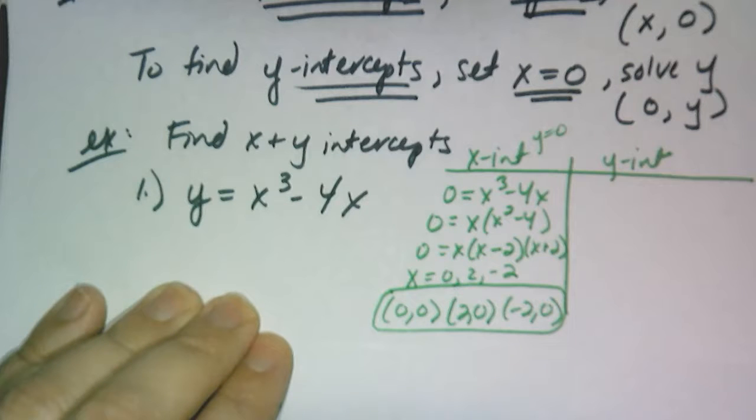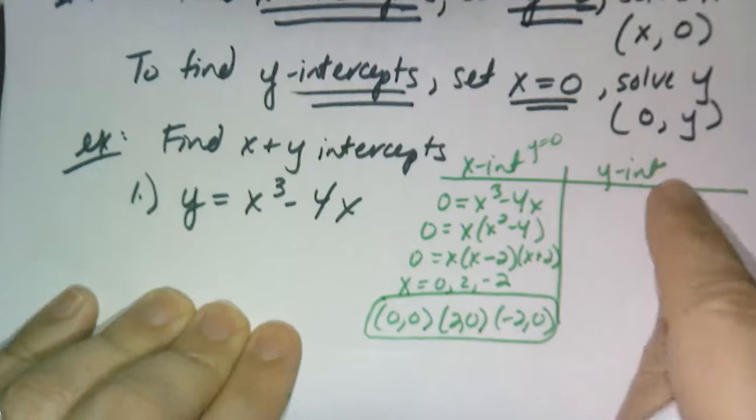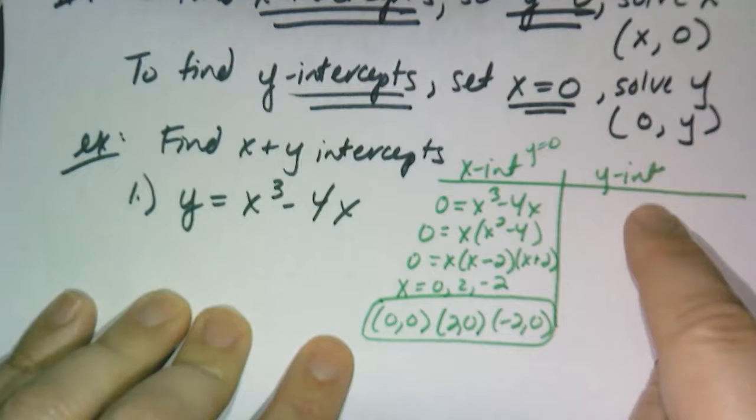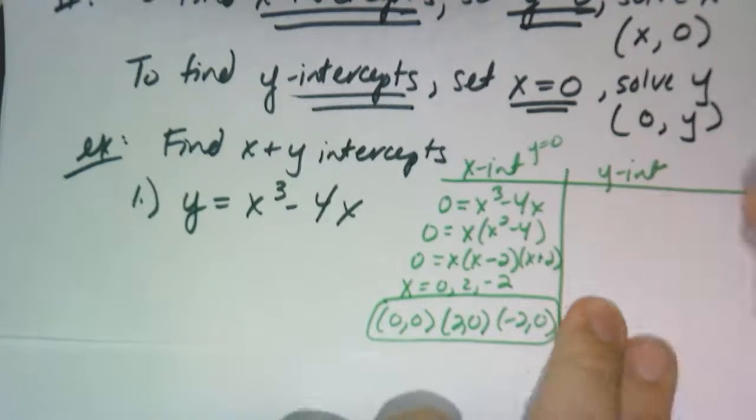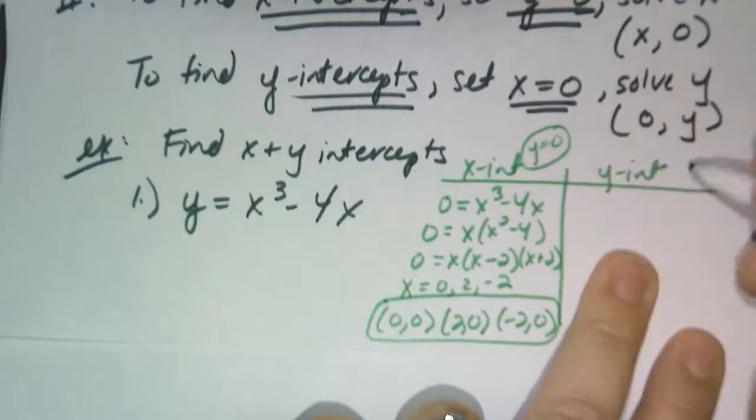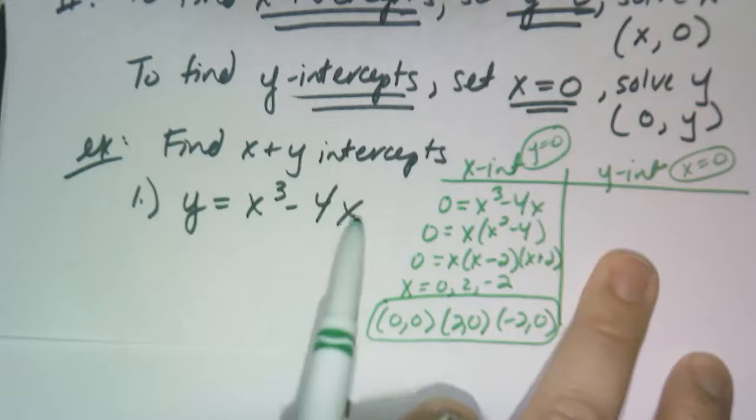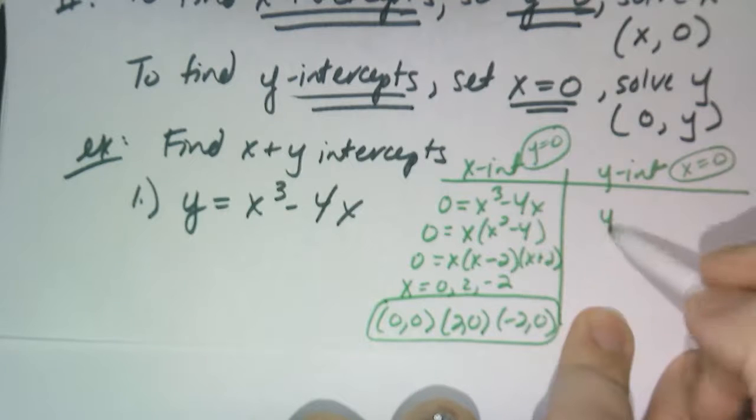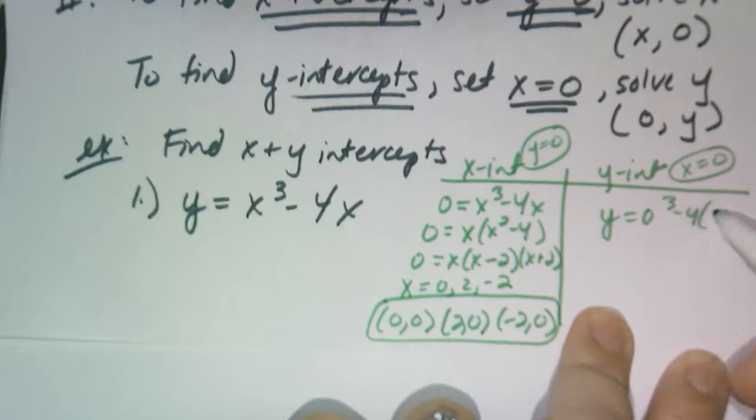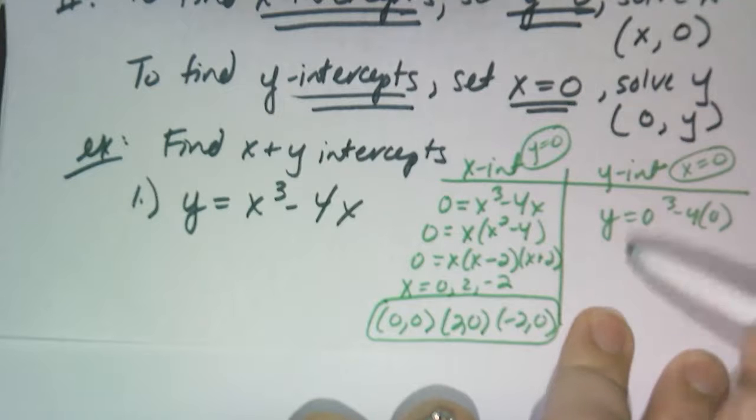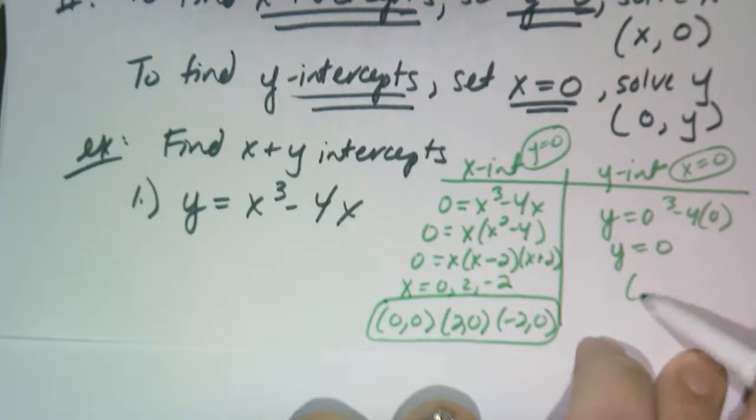Plug y for 0. Y-intercept, it's even easier on this one, right? Because for y, you just have to make x equal to 0. So if I put 0 in for x and then solve for y, I would have y equals 0 cubed minus 4 times 0, which is just what, everybody? 0. That is your only y-intercept.